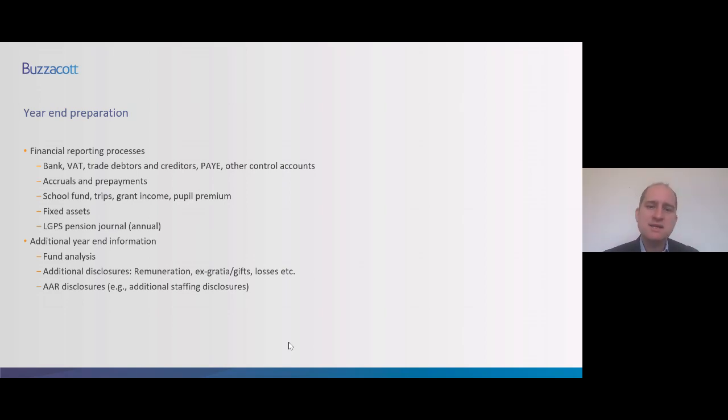So whilst some of this is sort of a normal month-end process, there's quite a bit of extra stuff needed for the year end. So it's important to factor that into your timing of your year end closure as well. Particularly if you're part of a multi-academy trust, obviously you need to coordinate all this information from multiple schools and make sure it's in a consistent format and consistently presented as well. And over to the next slide.